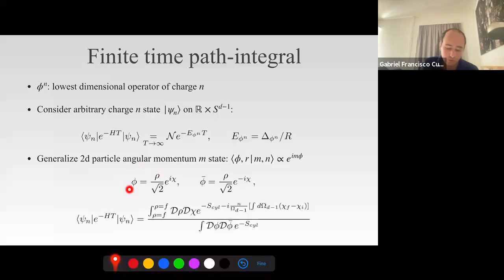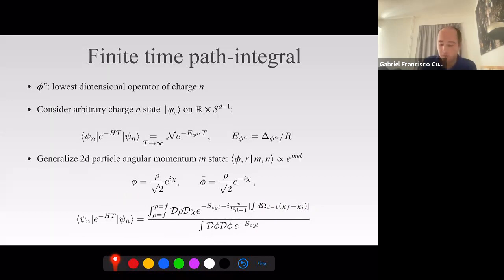You decompose phi as a radial mode and a Goldstone mode, a phase mode. You fix the value of the radial mode at initial and final time. It's just a choice. You could have chosen something different. It would not have been important, but it's simpler. And you put some factors e to the n integral over the volume of chi at final time and chi at initial time, which project onto charge n states. That's just e to the n phi in quantum mechanics. So this is your path integral.